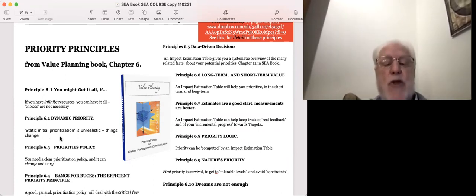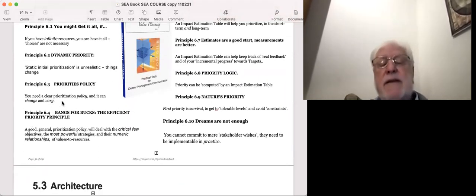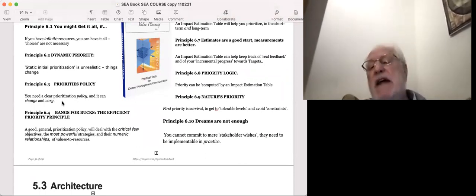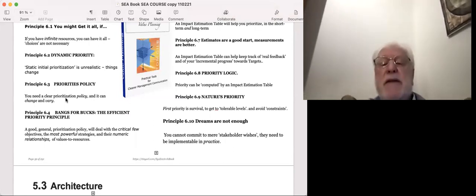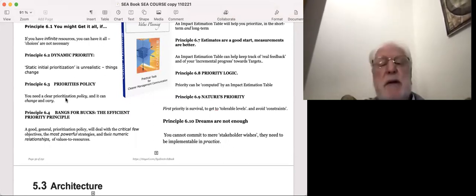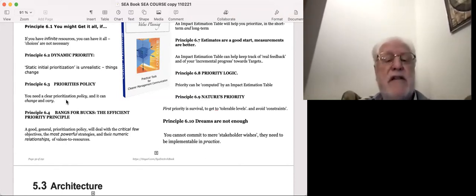Principle number two, to have fixed weights, which I call static initial prioritization, is unrealistic because things change. Principle number three, you need to have adopted a clear prioritization policy, although it can change and it can vary depending on the phase of the project you're in. The beginning is very different from the very end 8 years later, for example. But do you have a policy for prioritization? It could just be let the boss decide. That would be one. It could be let anonymous people decide by setting fixed weights. That's probably even worse. No responsibility, no traceability.